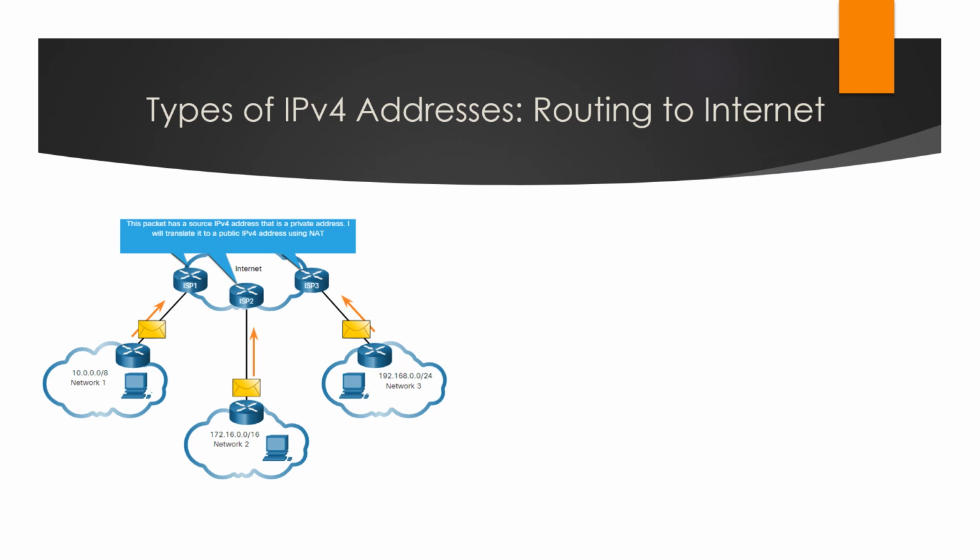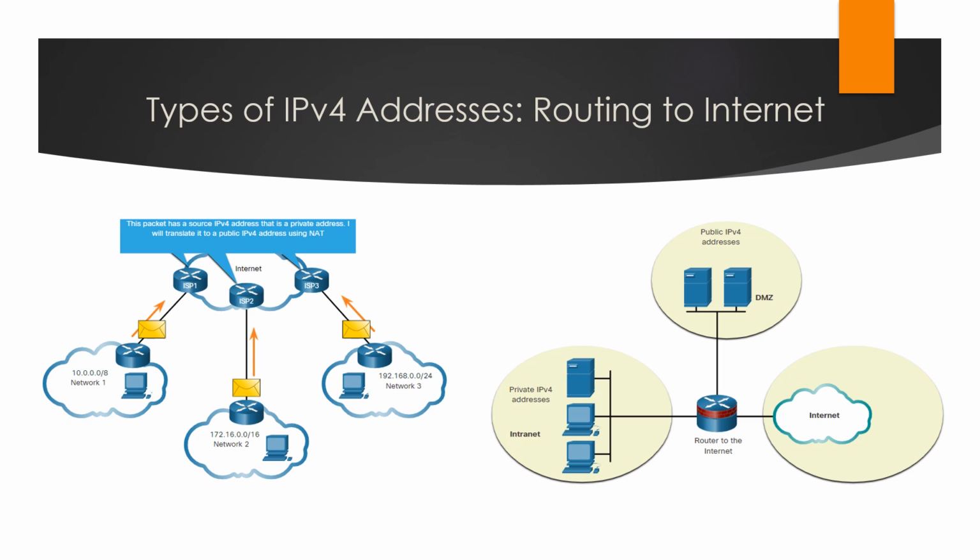Organizations that have resources available to the Internet, such as a web server, will also have devices that have public IPv4 addresses. And as it is shown in this figure, this part of the network is known as the demilitarized zone. The router in the figure not only performs routing, it also performs network address translation and acts as a firewall for security.